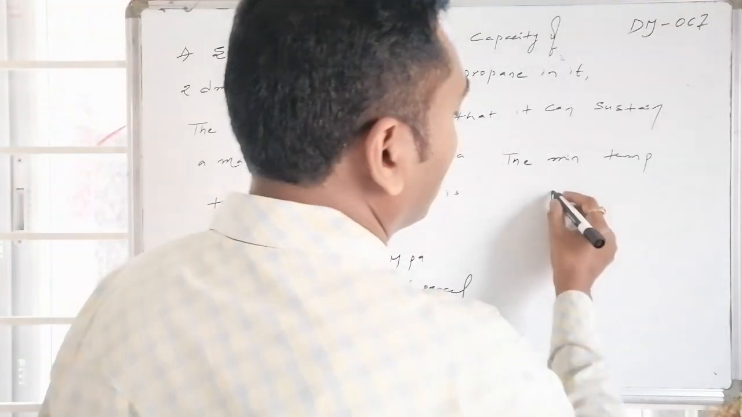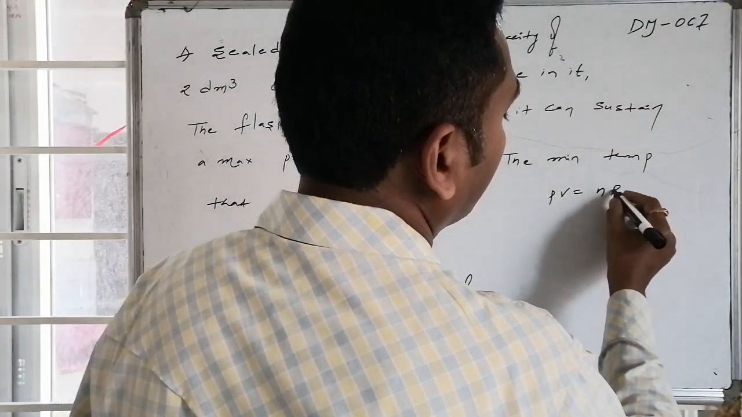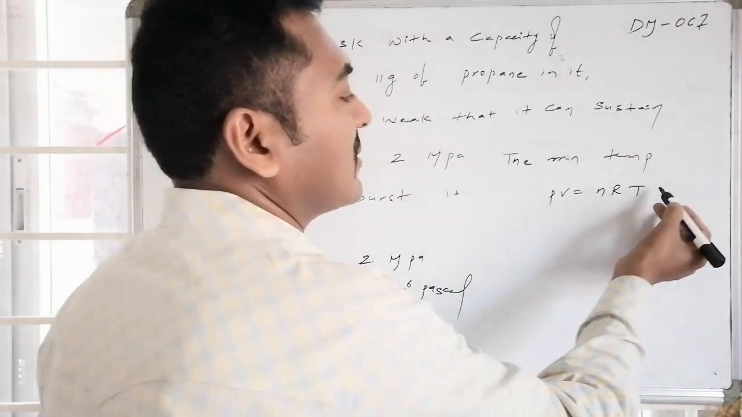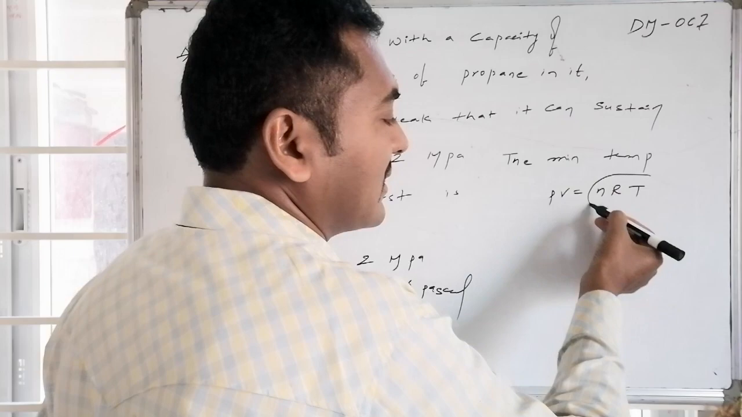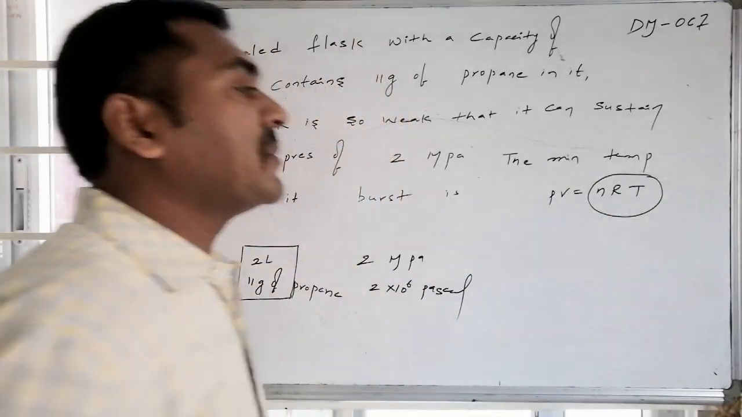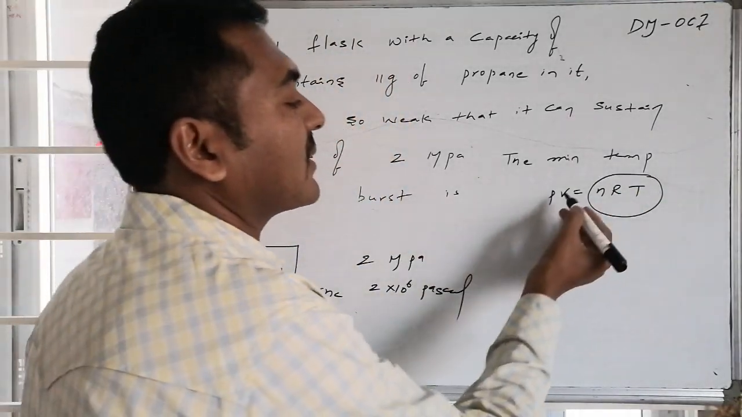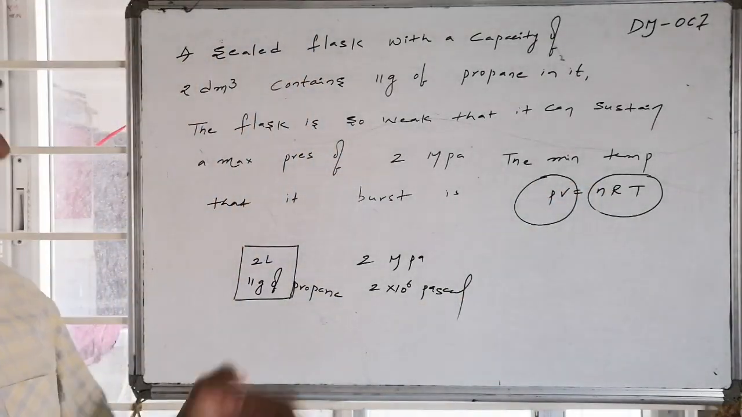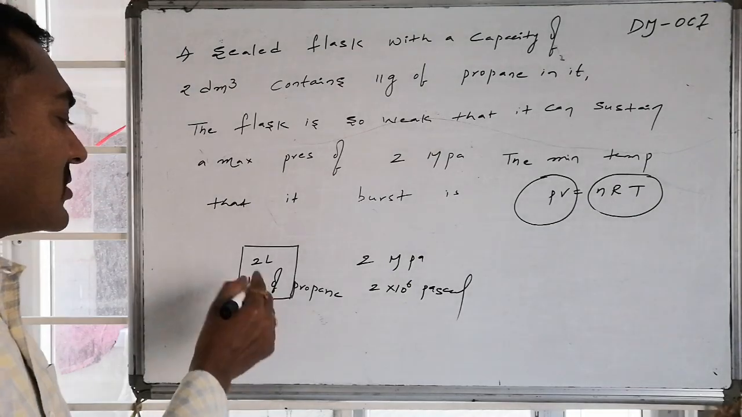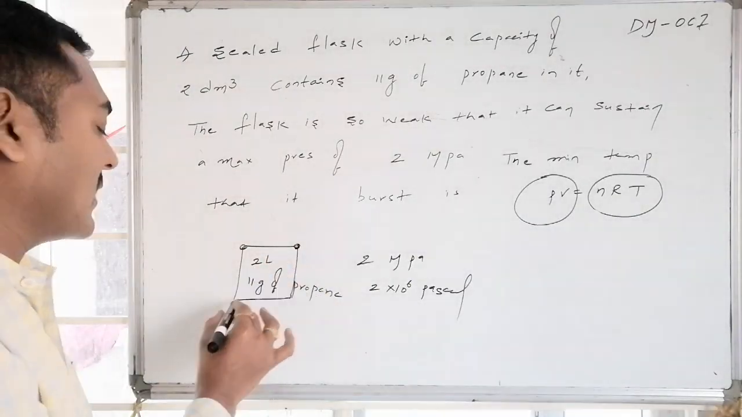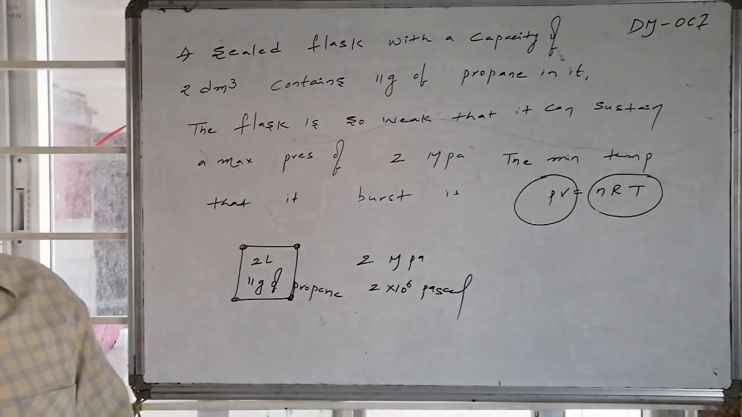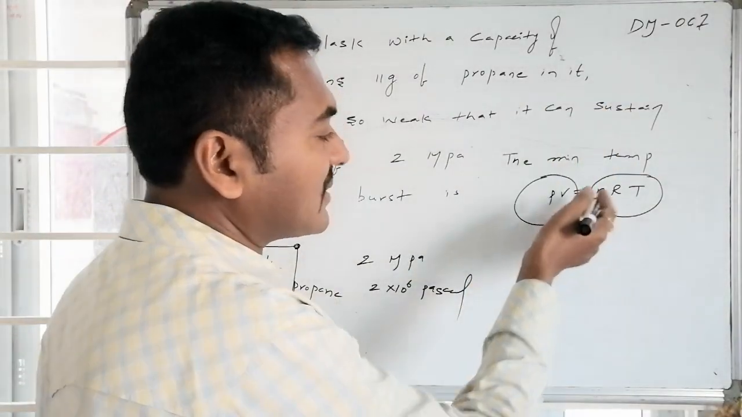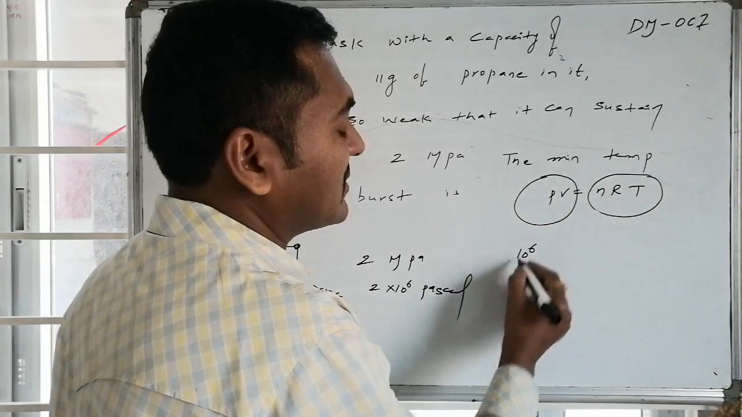As we know from the ideal gas equation, PV is equal to what? PV is equal to nRT, where n is the gas present inside the cylinder. nRT should become equal to the given pressure into the corresponding volume. Because it is a sealed container, its volume always remains constant. So the maximum pressure that it can sustain is 2 into 10 power 6 pascals.